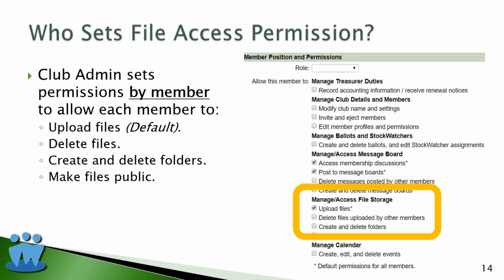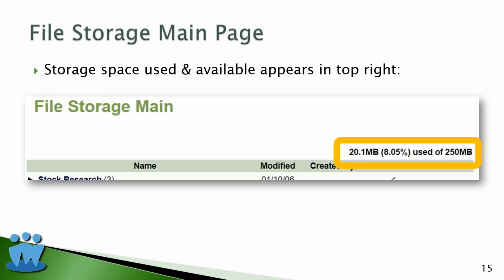So for instance, the default is that all members can upload files, but only those who are designated can delete files that have been uploaded by other members and create and delete folders. So this allows you to figure out who's going to be in charge of your file storage area. In the file storage main page, the amount of space that you're using appears in the top right. So that's very straightforward and allows you to see how much of your allotment you're using at any point in time.